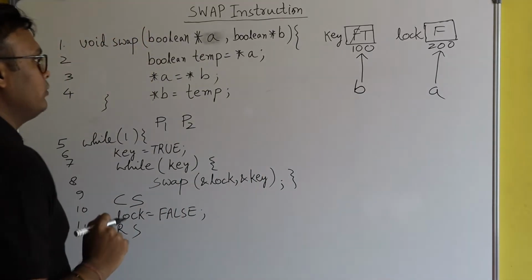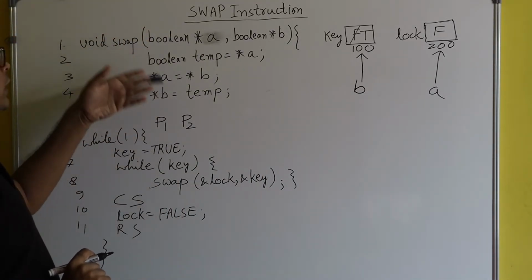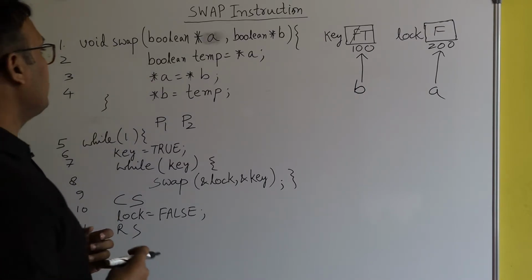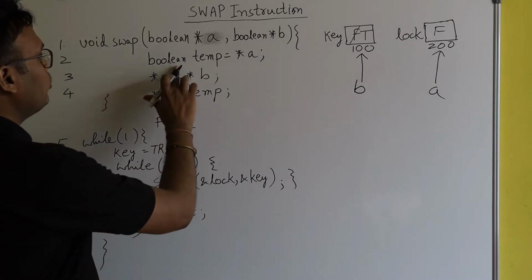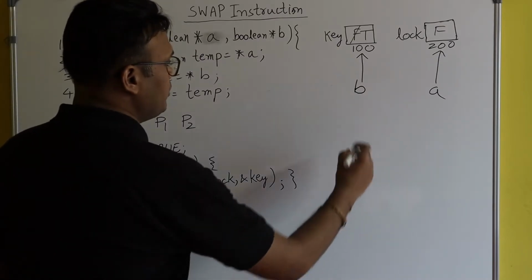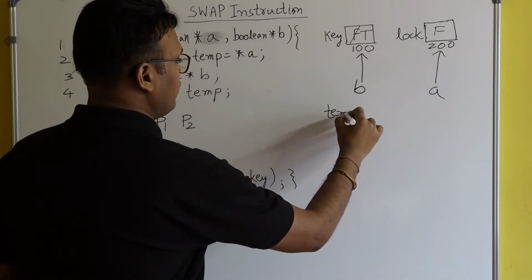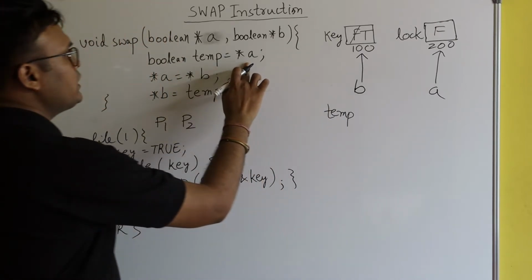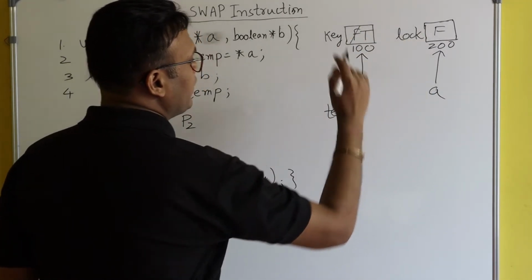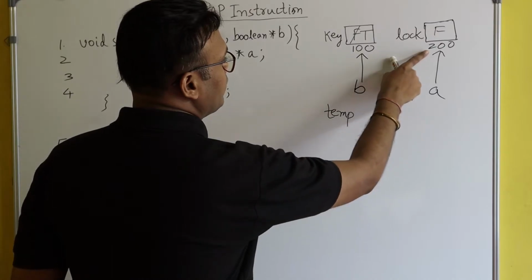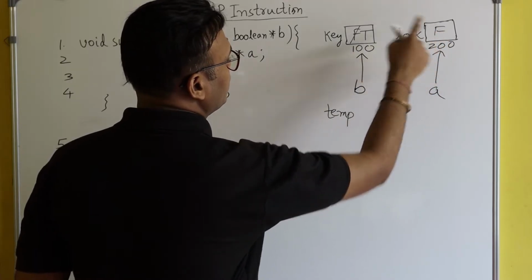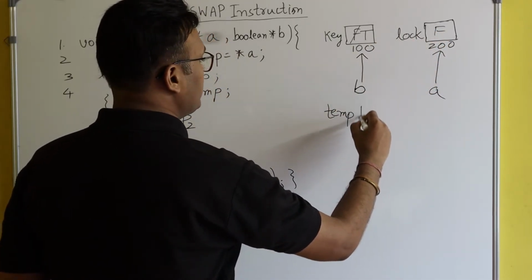Okay, fine. So here you see it's simply a swap code, as you might have learned in C. Don't worry, I will explain here. Here you see what is written: boolean temp is equal to star of A. So temp is a variable, and it will contain star of A. Star of A means the value at the address pointed by A. So what is the address pointed by A? 200. And what is the value at 200? It is false. So now temp is equal to false.